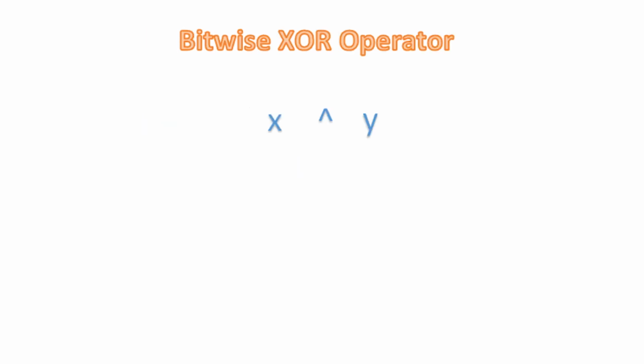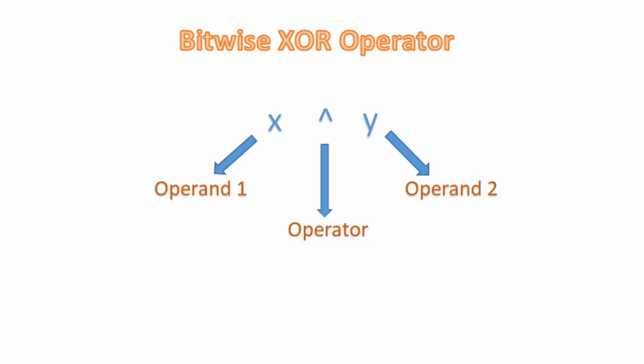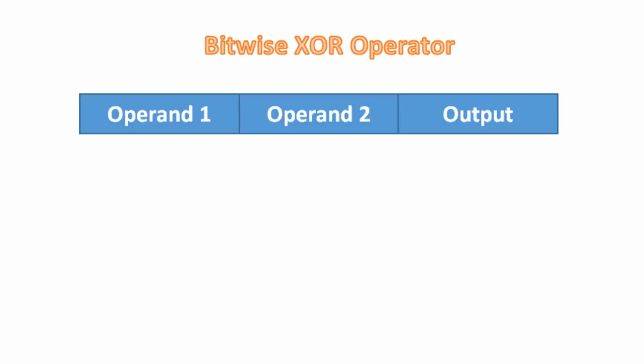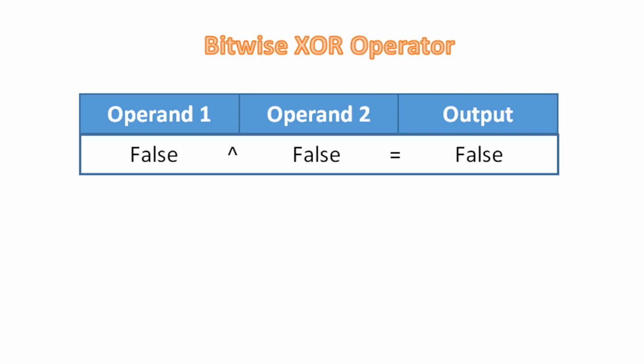Bitwise XOR operator. Bitwise XOR means to perform XOR operation bit by bit on the operands. For bitwise XOR, the caret symbol is used. Let's understand XOR operation using this table. When both operands are false, then the output is false.